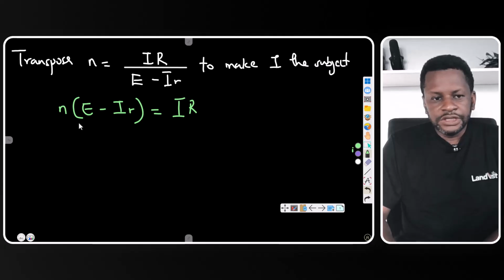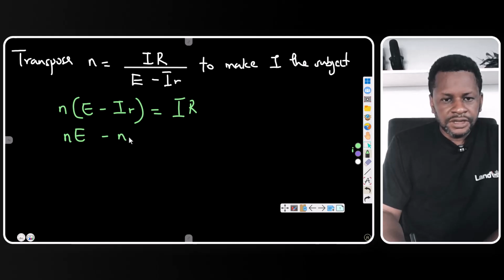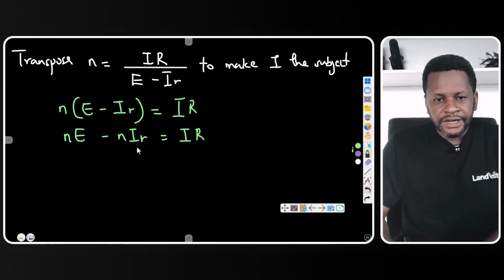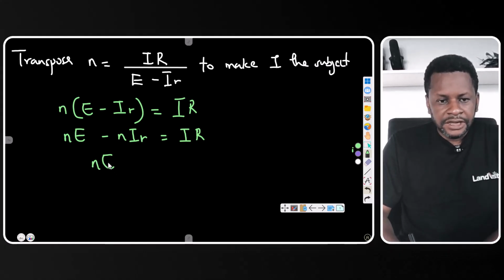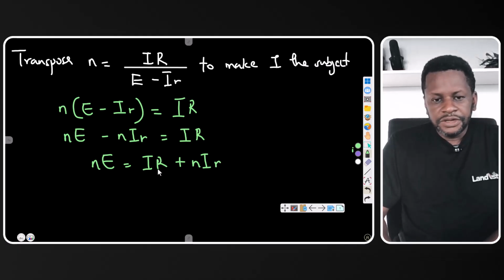Now you need to expand the brackets, and that will be n e, and of course n I r, and then you have I r for the capital letter. So we're going to bring NIR to the right, we add it on both sides. So here I have NE equals IR plus NI small r. And now we need to factorize this.